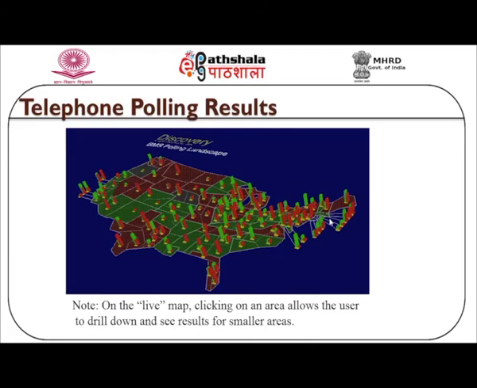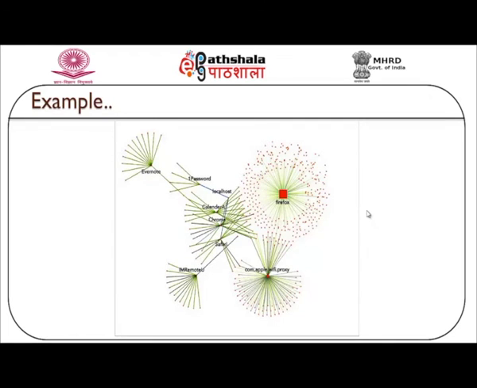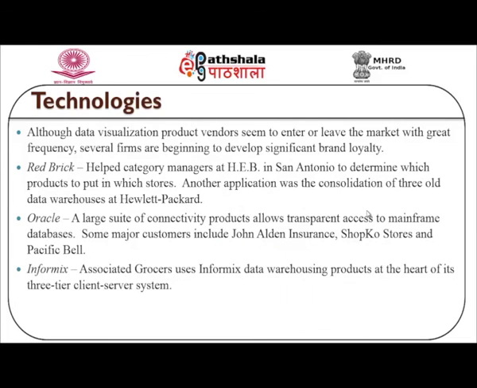This is another visual which shows telephone polling results, showing the polling landscape. Along with the geographical information system, the telephone polling results are shown using this map. On the map, if we click on any particular area, it allows the user to drill down and see the results for smaller areas also. This is similar to the previous cases. This is another big data example where we can see the usage of Firefox, the usage of Evernote, and the usage of each and every software shown in the form of a star kind of visual.